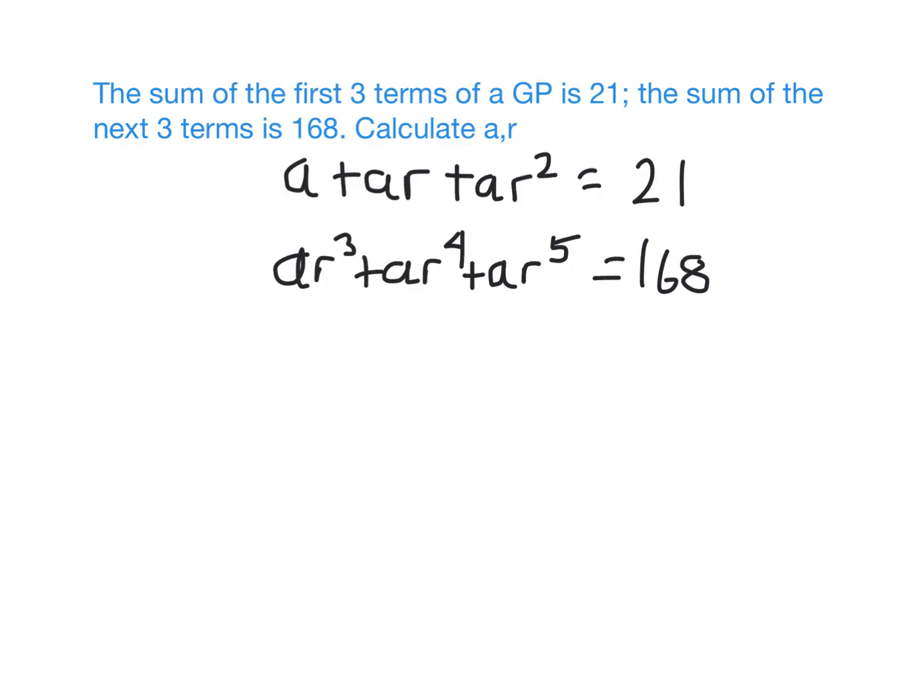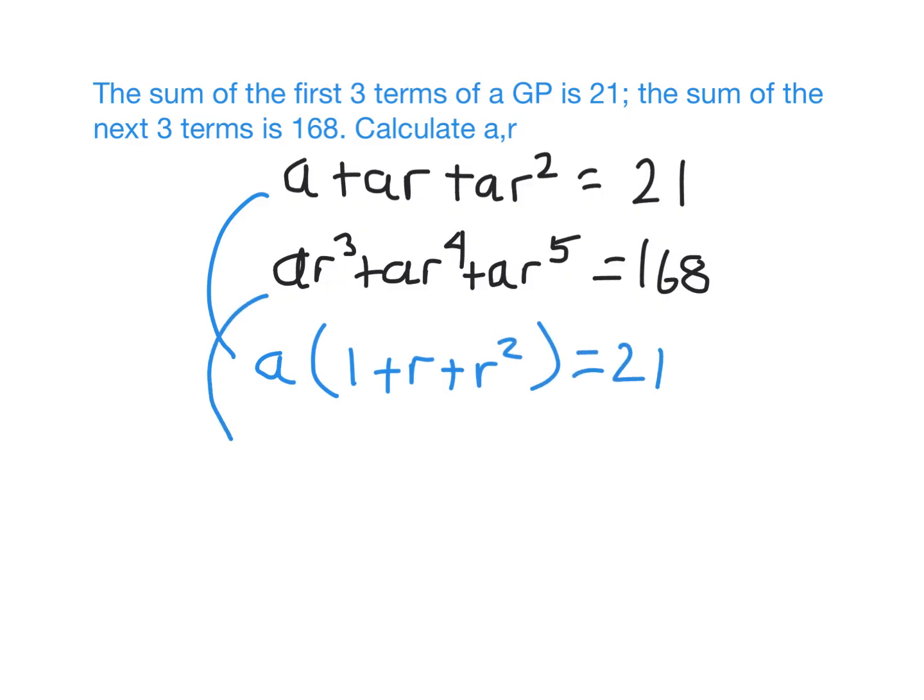Well, what we can do is make these a little easier to work with by taking out a common factor. So in this equation here, each term has a common factor of A. So I'll put that out the front. I get A times (1 plus R plus R squared), and that's equal to 21. Now, if I do the same here, the common factor is AR cubed. So if I have AR cubed out the front, I times by 1 to get that term, I times by R to get the second, and R squared to get the third.